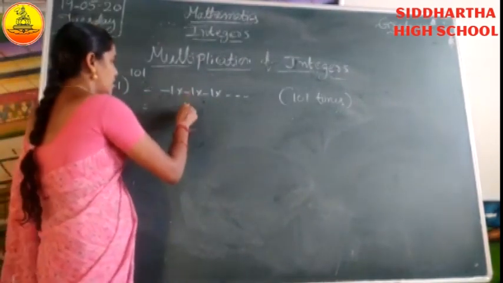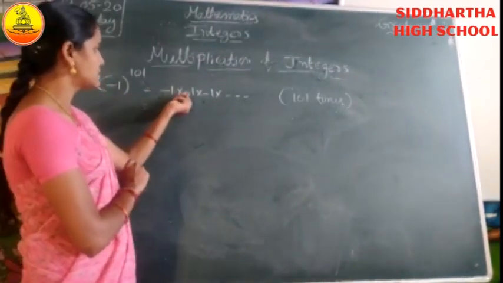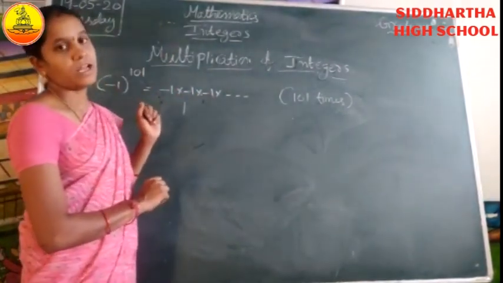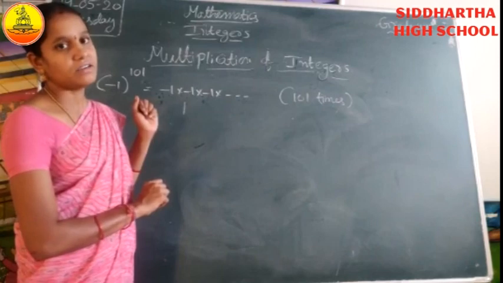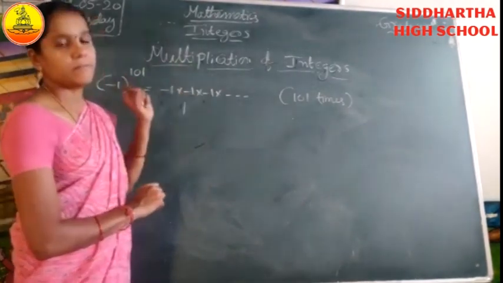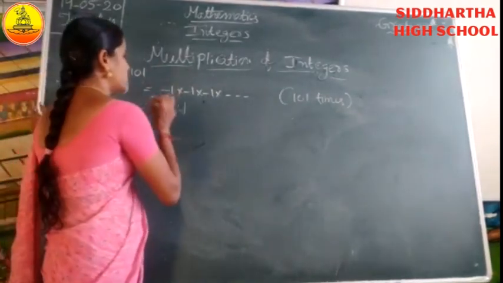1 is the result. Now you check the signs. How many minus signs will be present here? 101 minus signs are there. Is 101 even or odd? Odd. If an odd number of negative integers are there, then the result will be negative.